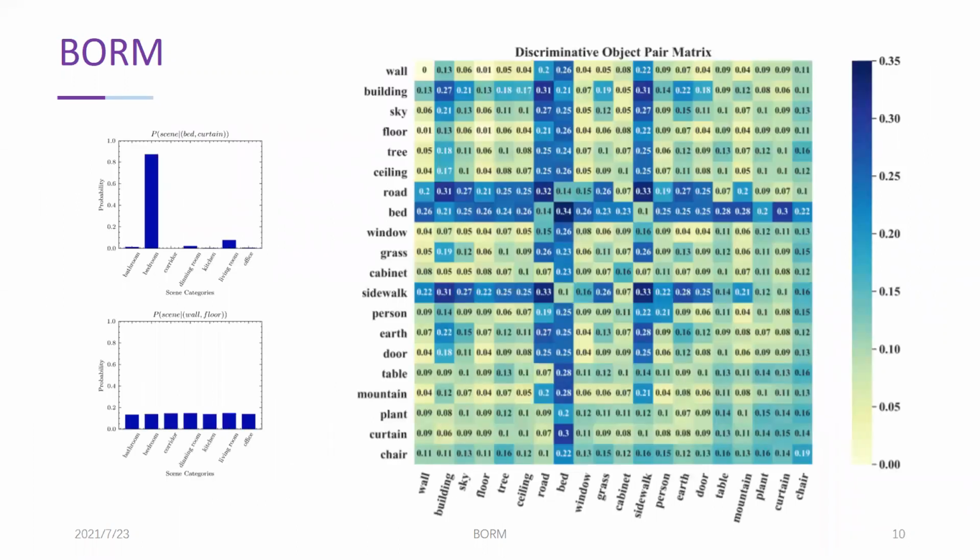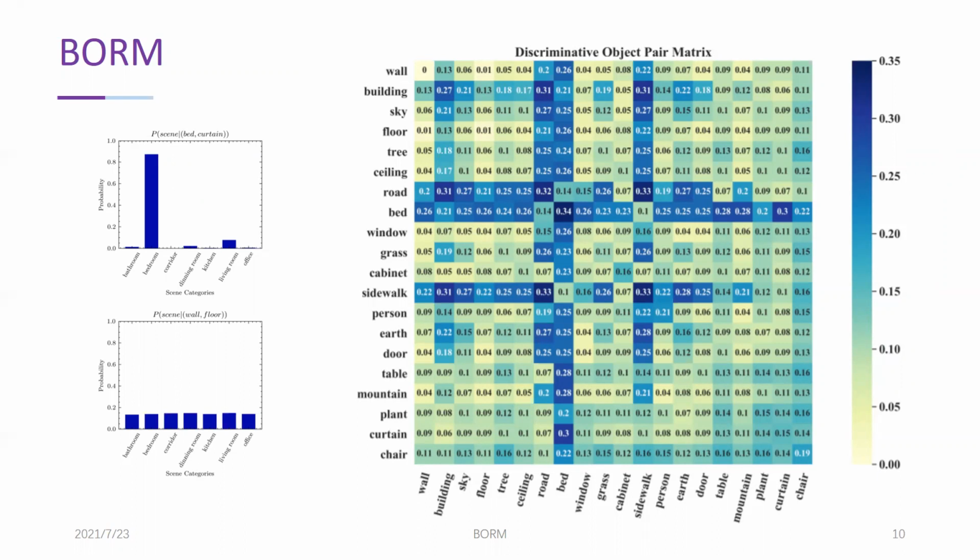From the left figure, we observe the posterior probability of scene given object pair bed and curtain has a large standard deviation, 0.30, and has the highest probability in the bedroom. The bed and curtain form a scene-specific pair. The posterior probability of scene given object pair, wall and floor, has a small standard deviation, 0.01, and the probability of object pair appear in different scenes is similar. The wall and floor form a scene-common object pair.